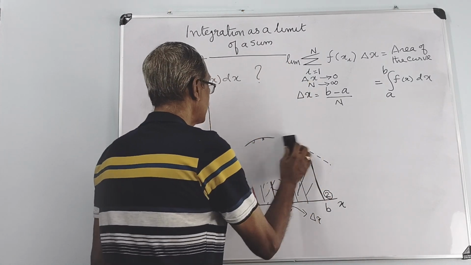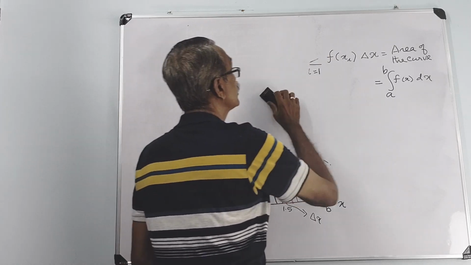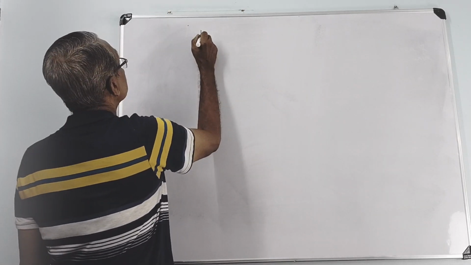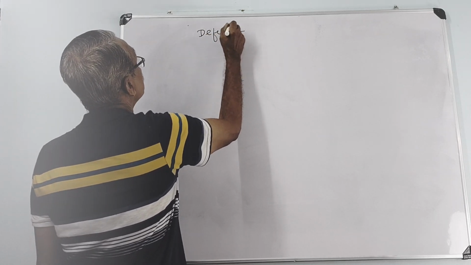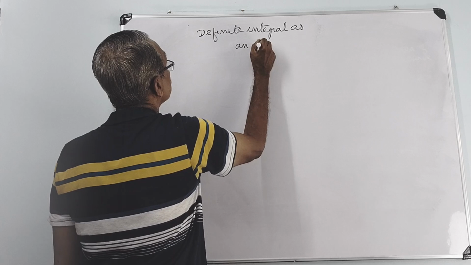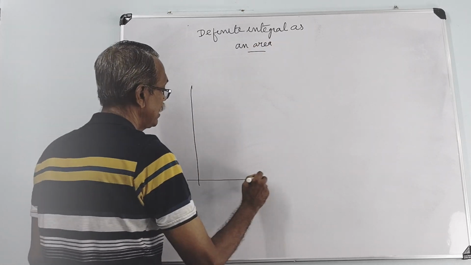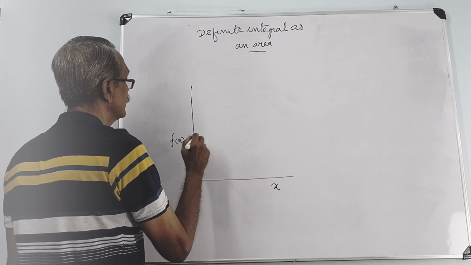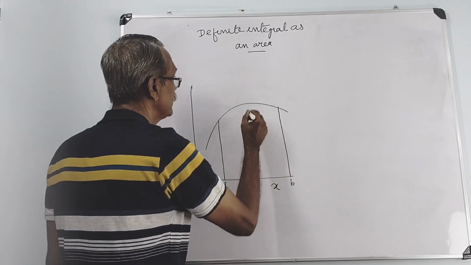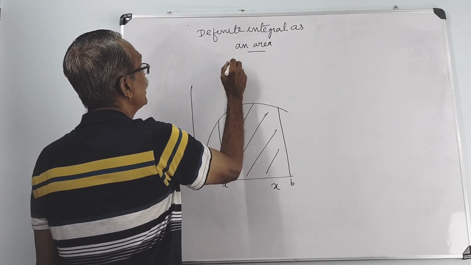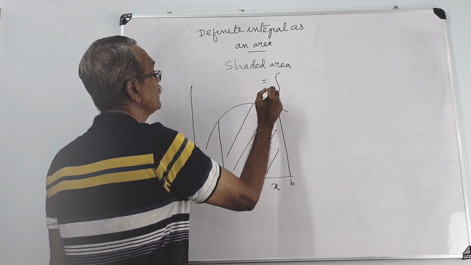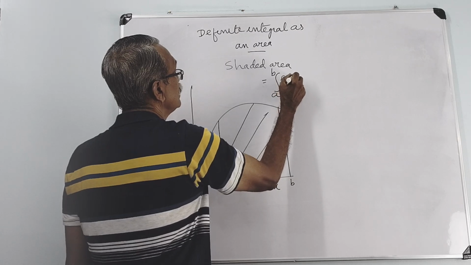Based on this, I can write a very important idea for physics. That is the definite integral as an area. If you plot a function f(x) with x and we have an area like this, this is a, this is b, and this shaded area is equal to the integral a to b f(x) dx.